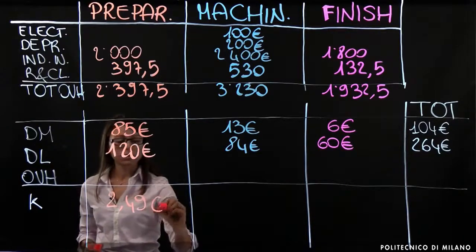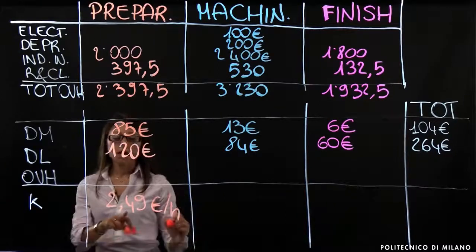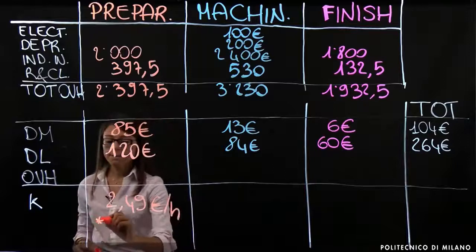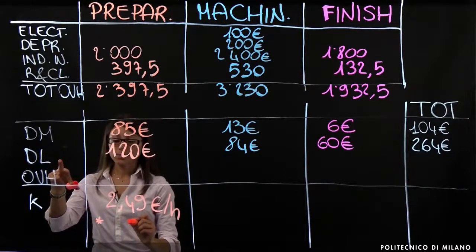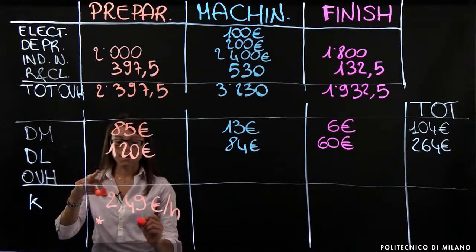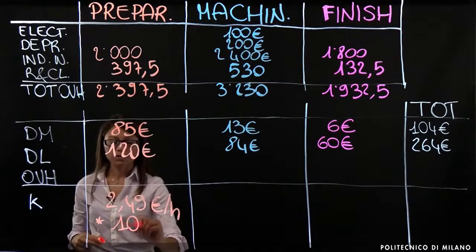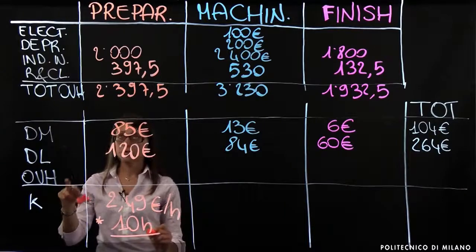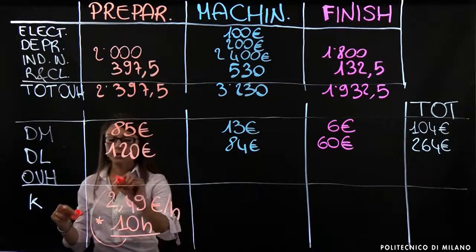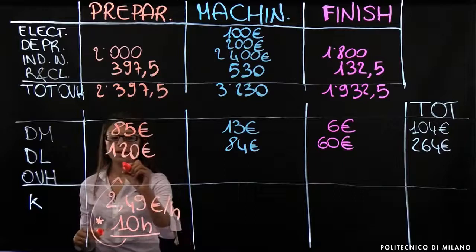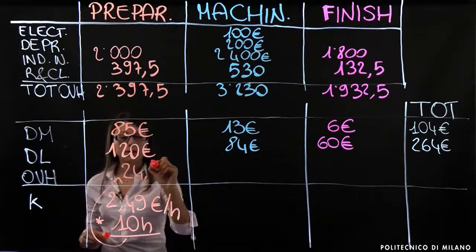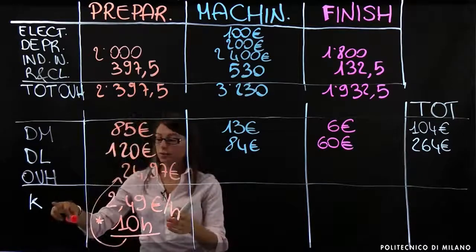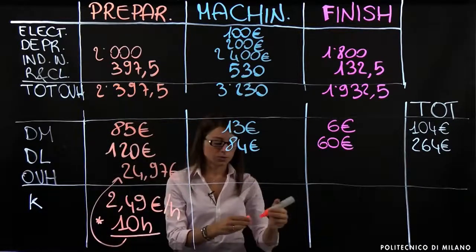2.49 euros per hour. Now, if we multiply this value, which is our allocation coefficient, by the number of direct labor hours that are absorbed by our job, that is 10 hours, we can identify the value of the overhead that is absorbed by our job within the preparation department. So basically, this value is 24.97 euros. We need now to repeat this approach of calculating K in the remaining 2 different departments.